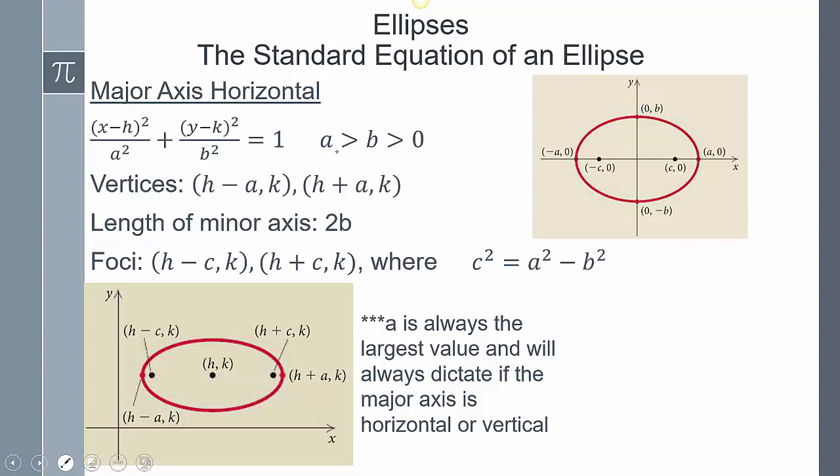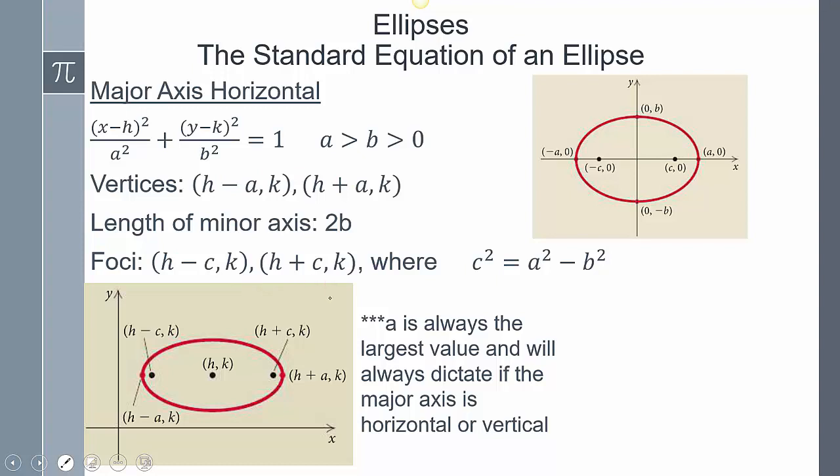So the first definition we're going to look at is where the major axis is horizontal. The way that we know it's going to be horizontal is if our a squared is under the x portion of our standard equation. Now my a squared is always going to be the largest value. Then it's going to be b, and they're both going to have to be greater than 0.